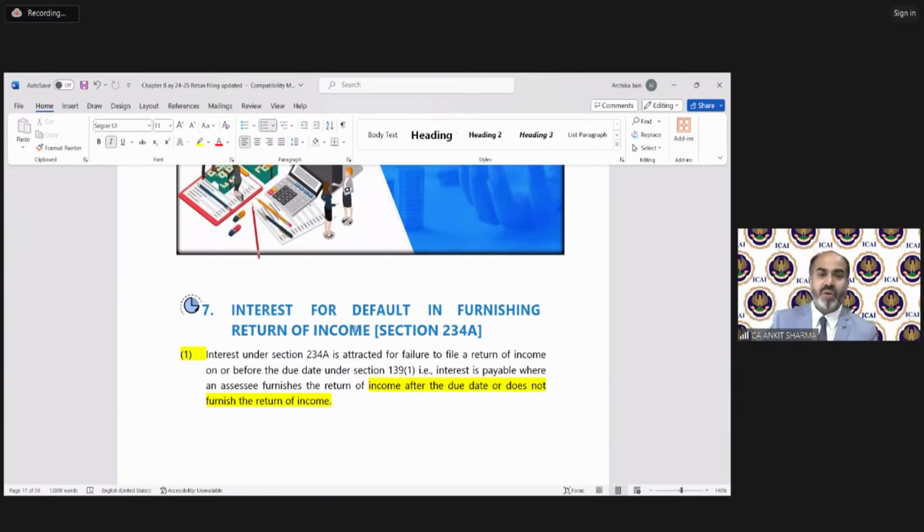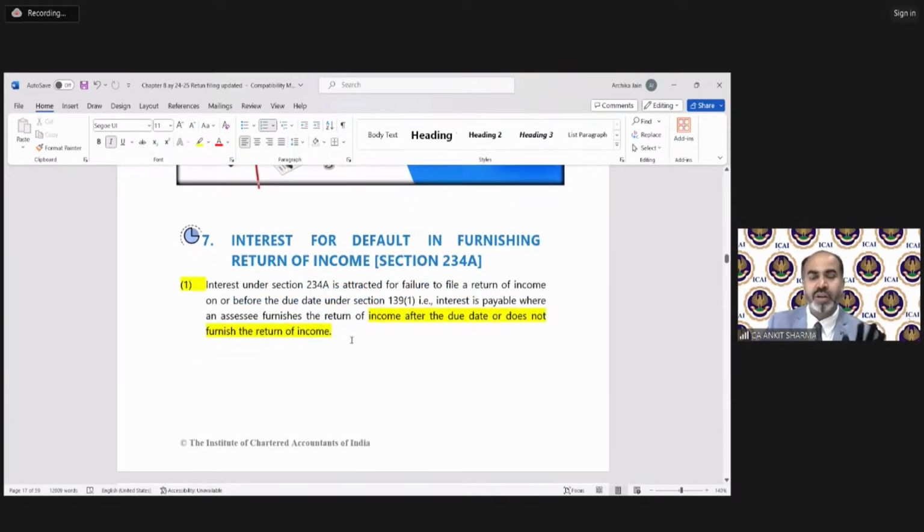Okay, so we are on the interest for default in furnishing return of income under section 234A. To charge interest on anything, it's a very simple mathematical question. To calculate interest on any amount, we should know when to charge it. Section 234A says interest will be charged if you do not file your return up to the due date. So we know when to charge 234A.